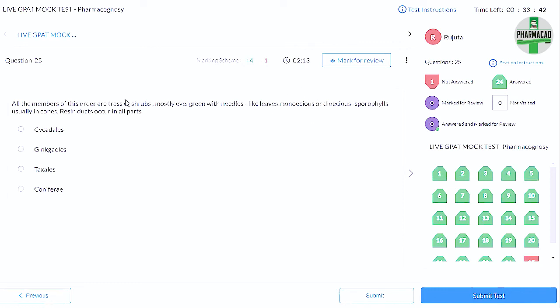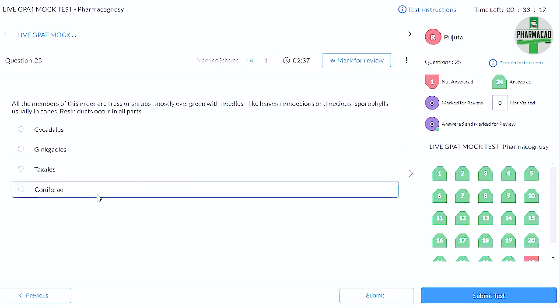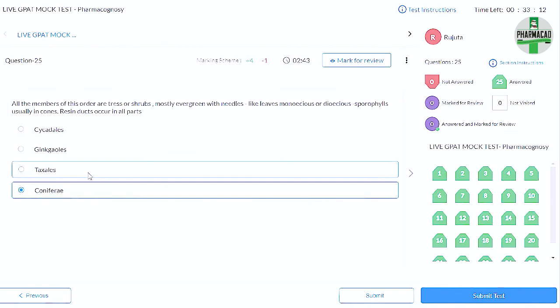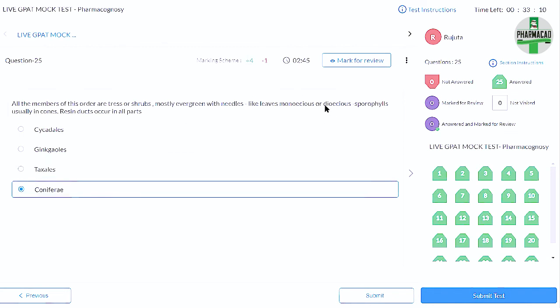Then, resin ducts occur in all parts. This is very important. If you recall the resin chapter, you will understand that conifers are the group of plants which have resin ducts present in all parts. This was very clear in the resins chapter. So the answer to this is conifer. Taxales are also a part of conifers, but since we are looking at the broader perspective, the correct answer will be conifer.